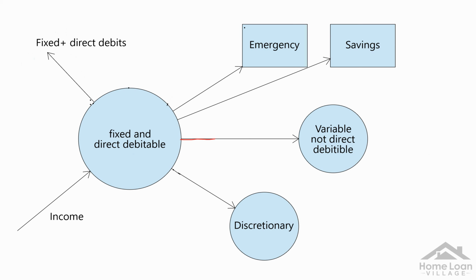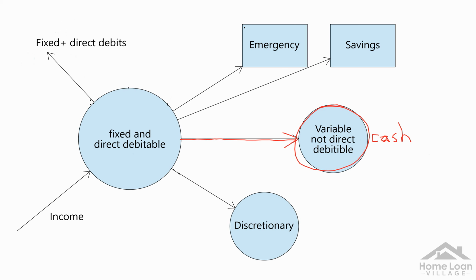So also from this account, you'll have funds going to your variable, not direct debitable. This is your account for things like groceries, which you would know long-term how much you're going to be spending on, but you do need to pay with either cash or a credit card. Now, this could be a cash account, but not all these variable costs you're going to be able to pay with cash. Like if you're shopping online, for example.